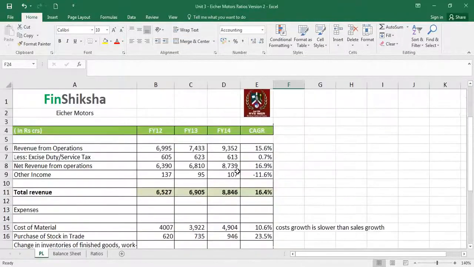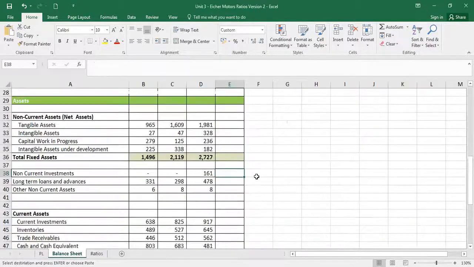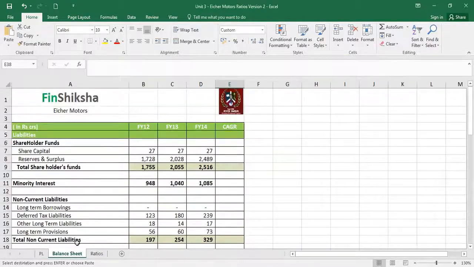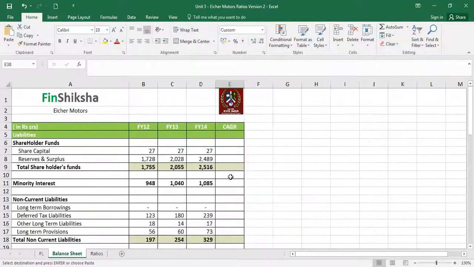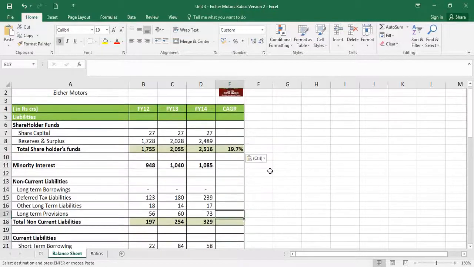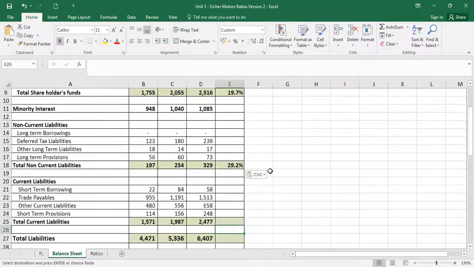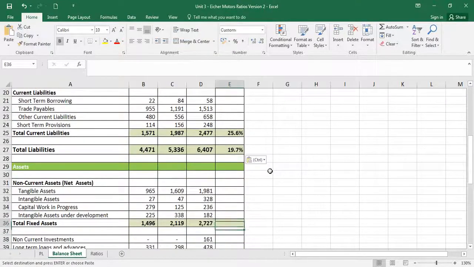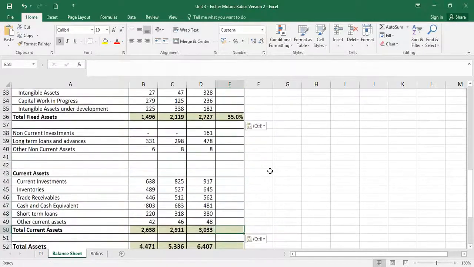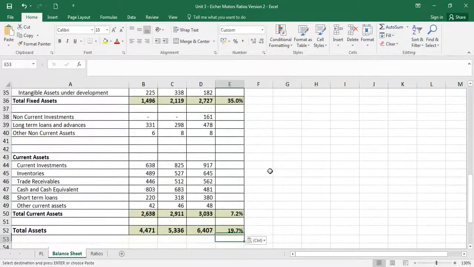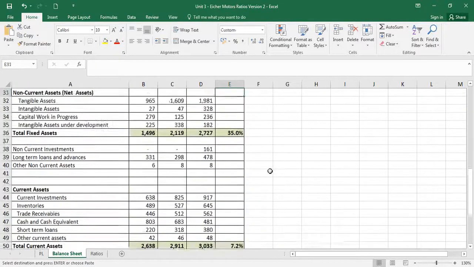We can also calculate the same ratios on the balance sheet. Now in the balance sheet, obviously, all of it is not really too relevant. So what we're going to do is calculate the CAGR only on the major headers, right? So that's the CAGR on non-current liabilities, current liabilities, total liabilities. That's the CAGR on fixed assets. Look at that, 35% CAGR, and current assets is a 7% CAGR, leading to a 19.7% CAGR.